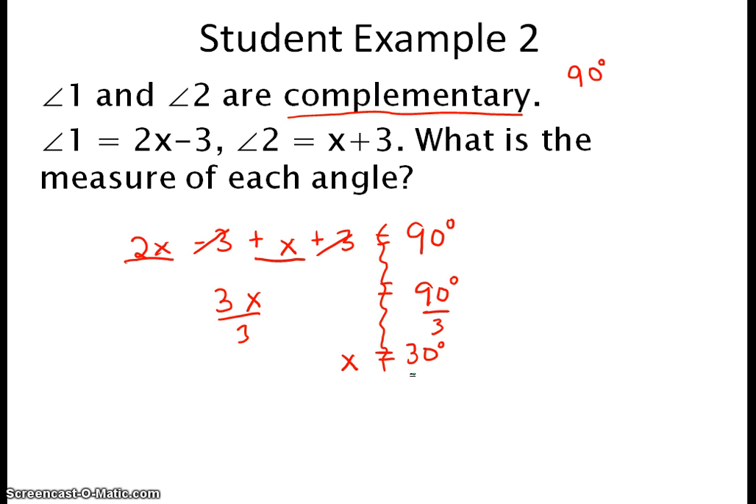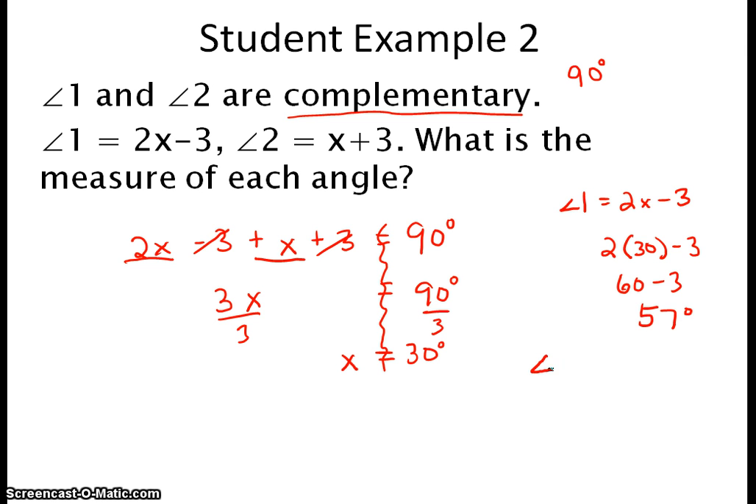Now this isn't the answer to the question though. The question asks, what are the measures of each of the angles? So angle 1 is equal to 2x minus 3. So I'm going to take x and plug it in right there. So 2 times 30 minus 3. Well, 2 times 30 is 60, and 60 minus 3 is 57. So that's the measure of angle 1.